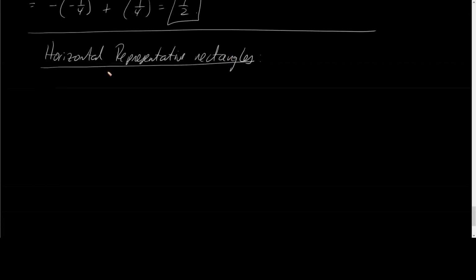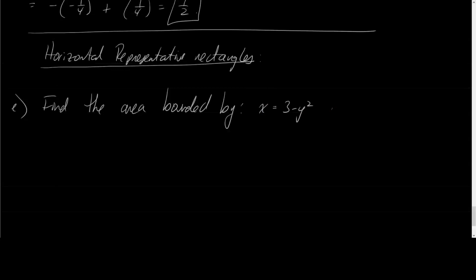All right, so let's do an example. I don't know why I said G. I think I meant E. There we go. So find the area bounded by x equals 3 minus y squared and x equals y plus 1.